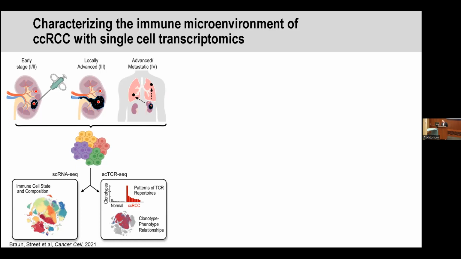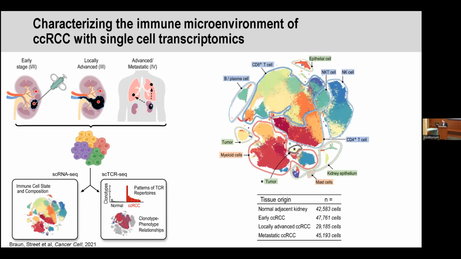To do this, we had prospectively collected fresh tumor specimens from different patients with either early stage, locally advanced, or metastatic disease, and performed single cell RNA and TCR sequencing. Overall, we had a pretty good balance. We sequenced about 165,000 cells from a little over a dozen patients, heavily skewed towards sequencing the immune compartment of the microenvironment.